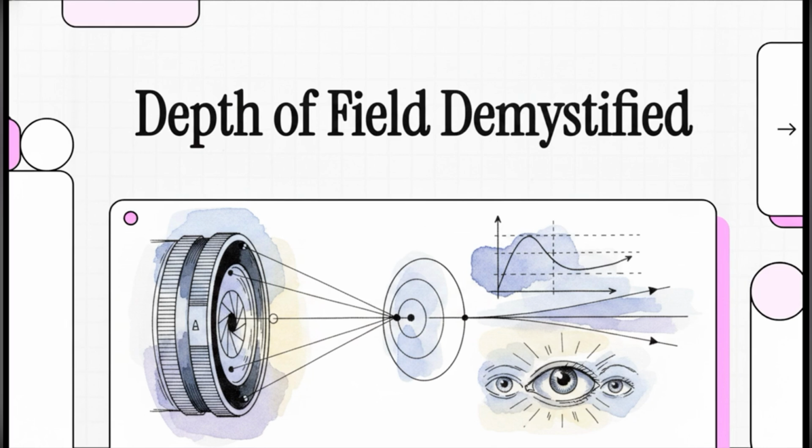Well, if you've ever wondered why your images look soft when they really shouldn't, or why simply stopping down your aperture doesn't just magically guarantee a sharper photo, you're in the right place. We're going straight to the source material today to decode the fundamental science of sharpness.